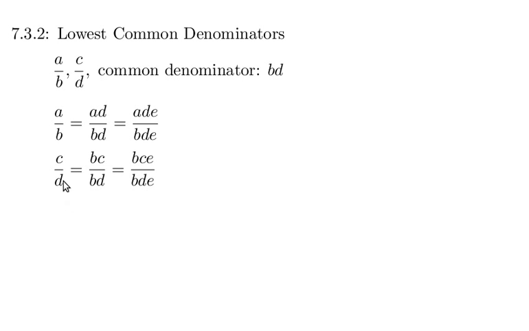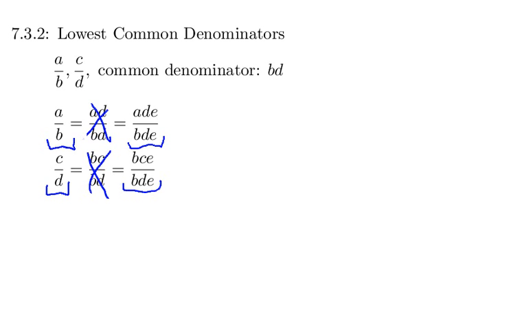Now we do have two fractions. Let's just say we skipped the earlier step and we just put in an extra e for no reason at all. This is equal to this, and this is equal to this, and they do have the same denominators, but the e is completely unnecessary. We can get rid of it and still have the same denominator. So that's why we want to find what's called the lowest common denominator.